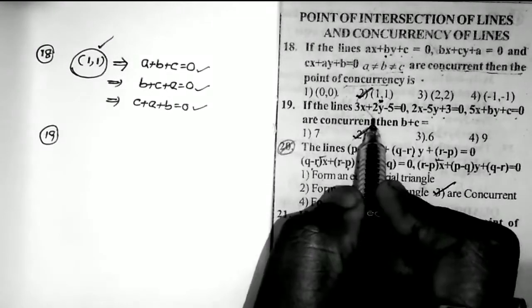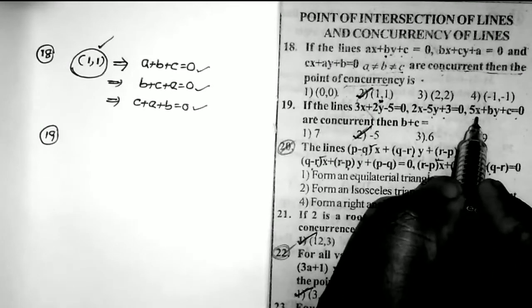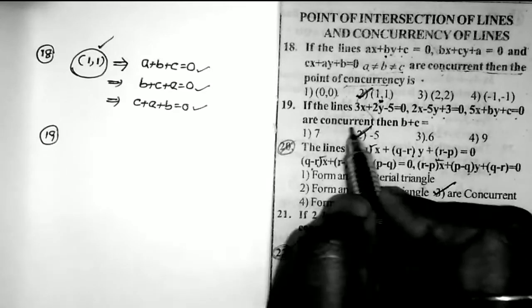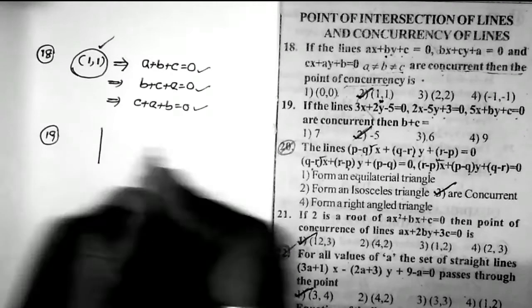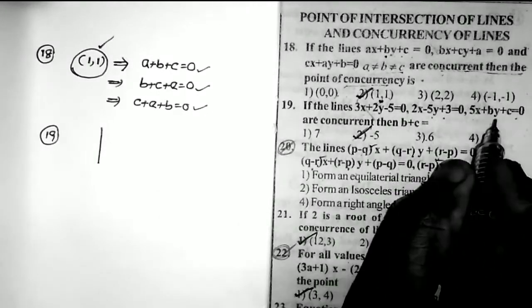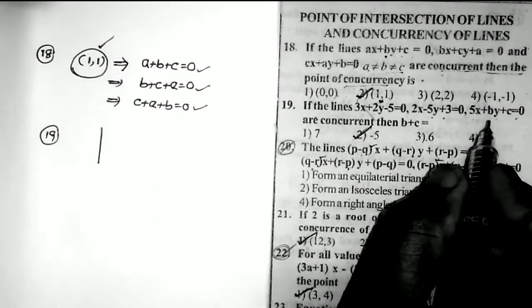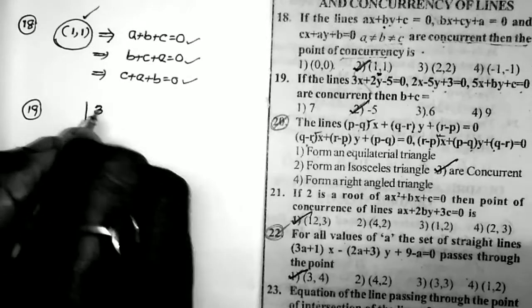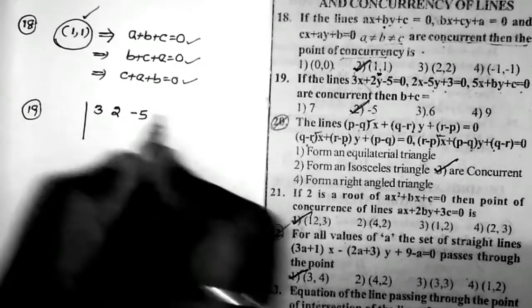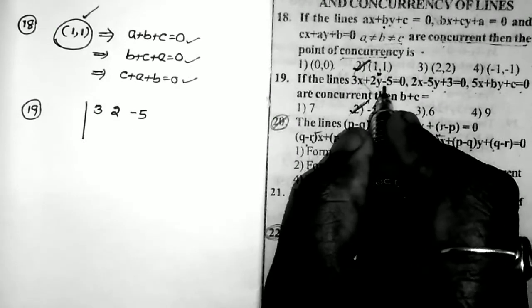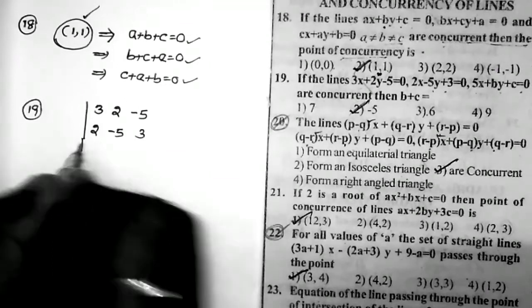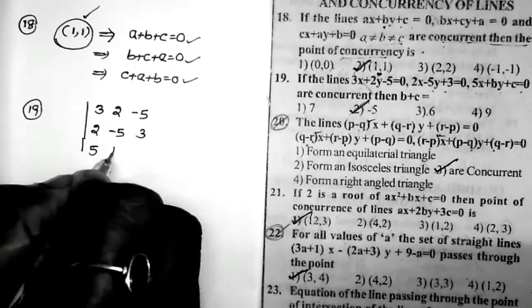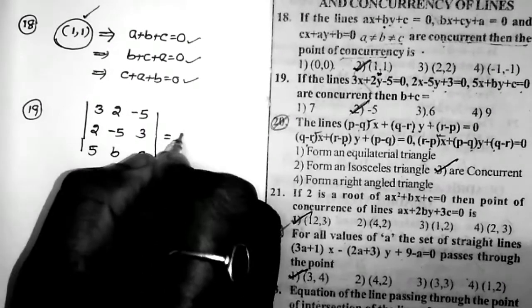If the lines 3x plus 2y minus 5 is equal to 0, 2x minus 5y plus 3 is equal to 0, 5x plus by plus c is equal to 0 are concurrent, then what is the value of b plus c? So these three lines are concurrent lines. Concurrence means det is equal to 0. That is finding the det value. What are the values in the first equation? 3, 2, minus 5. Now the second equation: 2, minus 5, 3. And the third equation: 5, b, c is equal to 0. Det is equal to 0.